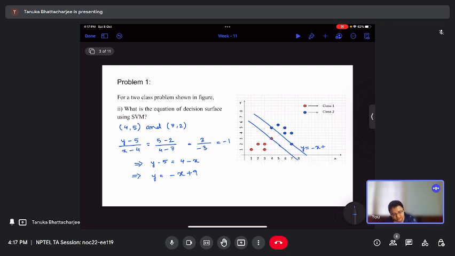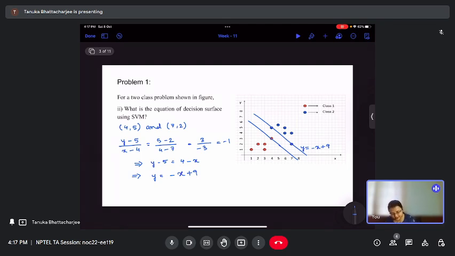Now, the boundary for the red class is the straight line that is parallel to the boundary of the blue class. So, the slope of the line will be the same as that of the boundary of the blue class, but only the intercept will be different.